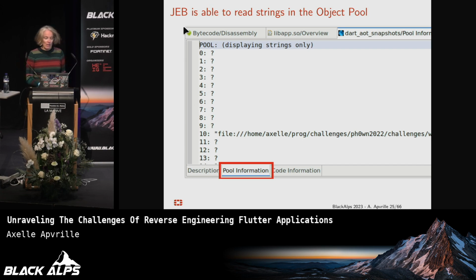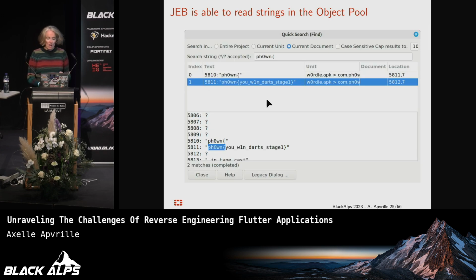I'm using for that another disassembler, which is called JEB, and which is particularly good, especially when you're using Android applications. JEB has the particularity of being able to read the object pool, and it displays the strings in the object pool. So this is going to be very helpful. I ask it to search the object pool for my stage 1 flag, and it finds it. It tells me, okay, your string is at index 5811.